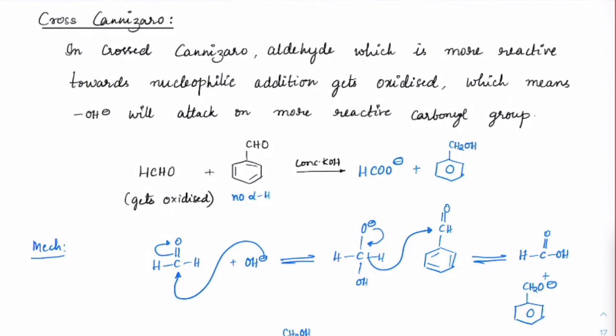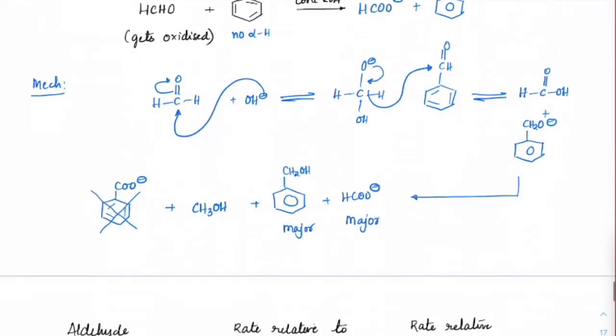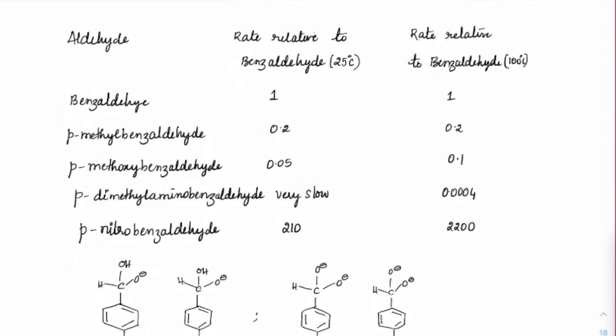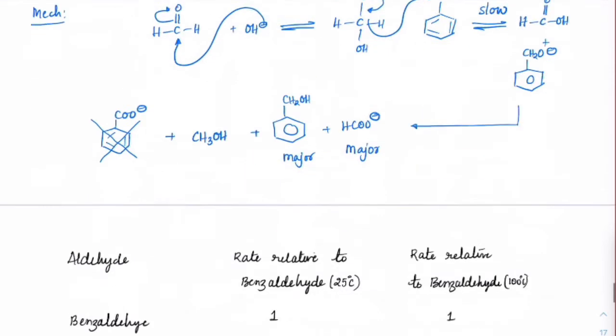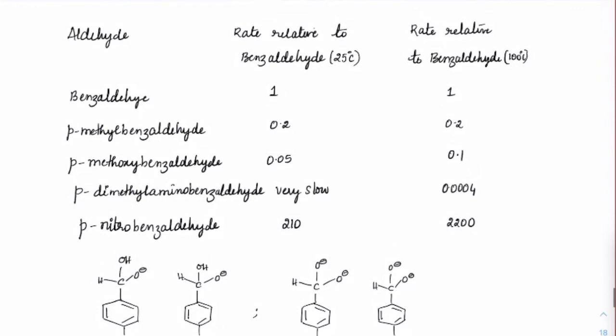What is cross Cannizzaro? Check this case. Suppose we are comparing the rates, this is the experimental data with respect to benzaldehyde. If you compare the rate of Cannizzaro reaction here, what is the Cannizzaro slow step? This is the slow step, right? Where there is a hydride shift. So we just need to check out which has the high ability to give hydride. So one which can give hydride easily will have a faster rate.